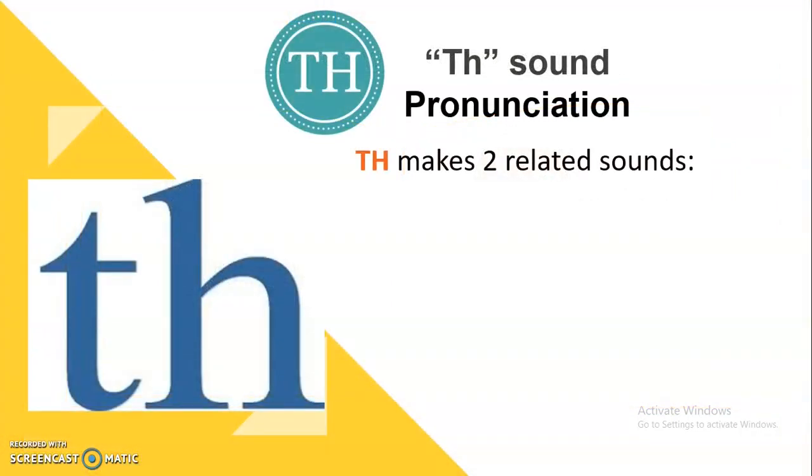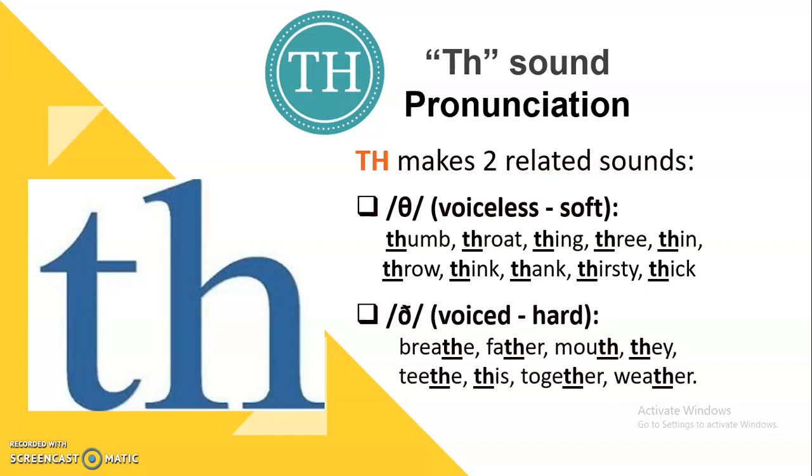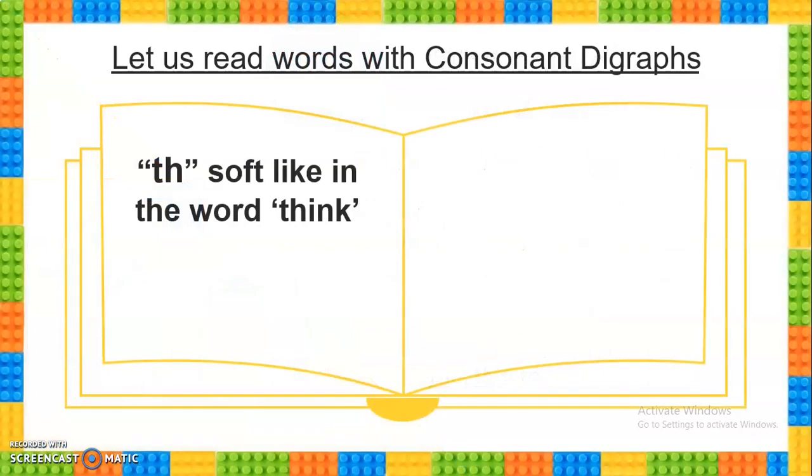Now we're going to come to the th sound pronunciation. So the th consonant digraph makes two related sounds. First, the voiceless or the soft th, as in the words thumb, throat, think, three, thin, thirsty, thick. And the second way of pronouncing the th consonant digraph is the voiced or hard one. So you feel the vibration in your throat. The sound it makes is the, the, as in the words breathe, father, mouth, they, these, this, together, weather.